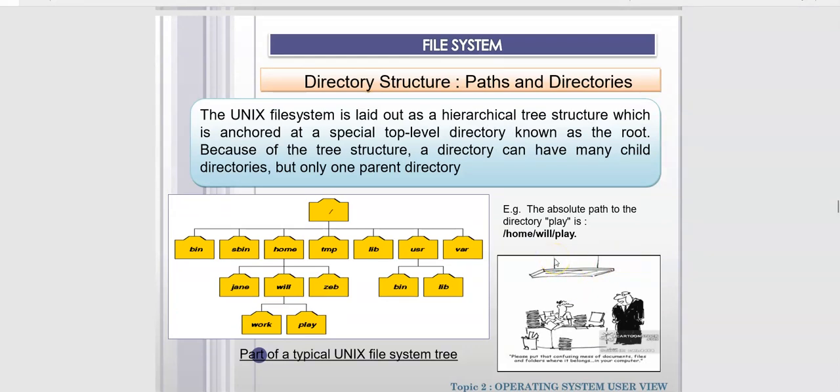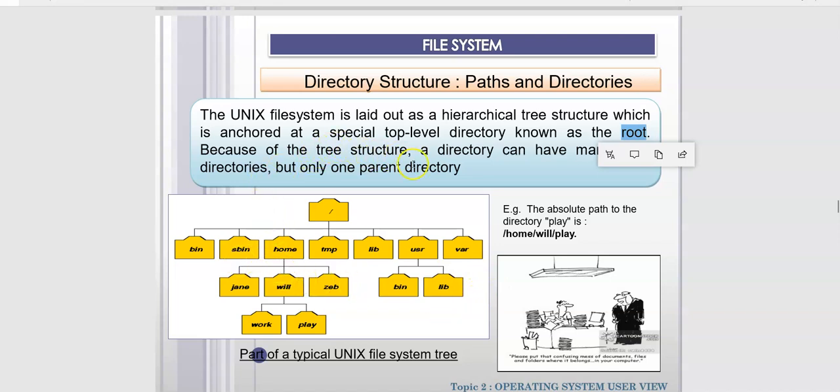Okay, ini yang saya cerita tadi dekat Unix. Most of Unix file system is laid out as a hierarchical tree structure, which is anchored at a special top level known as a root. Dalam Linux punya environment atau Unix punya environment, diorang punya master folder tu kita panggil root. Dalam root tu dia ada banyak folder lain. Dia macam tak berapa tersusun. Kita akan nampak macam serabut macam tu.